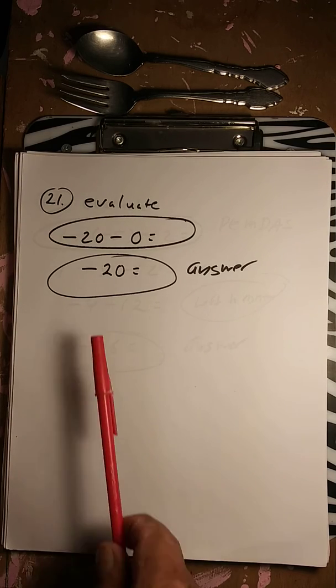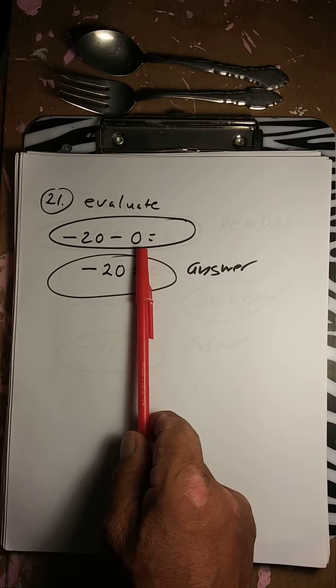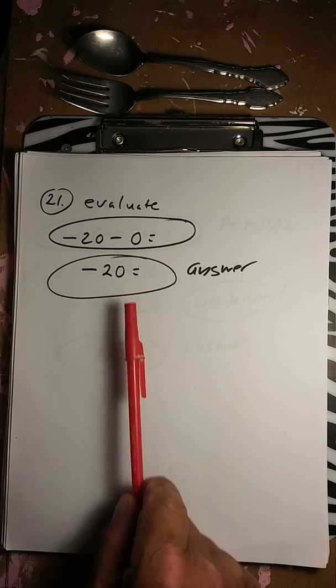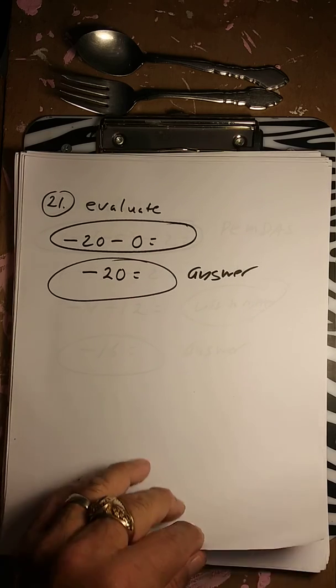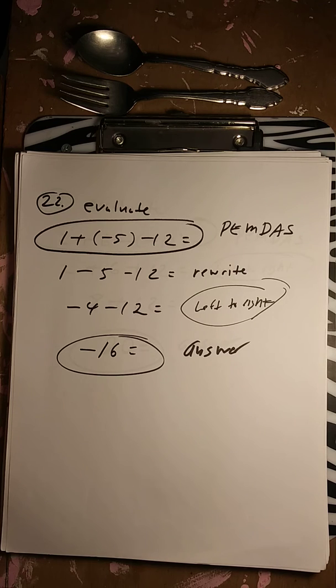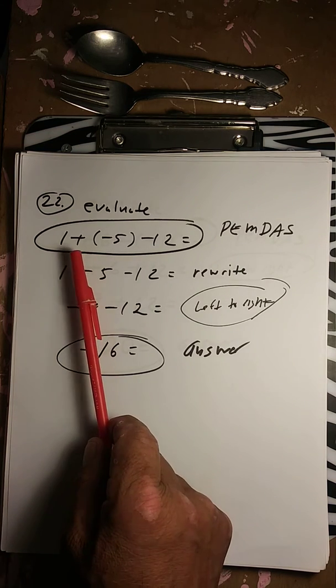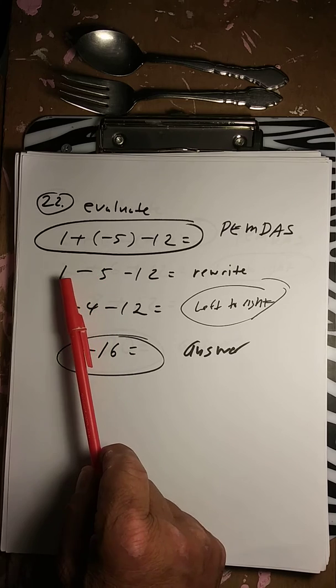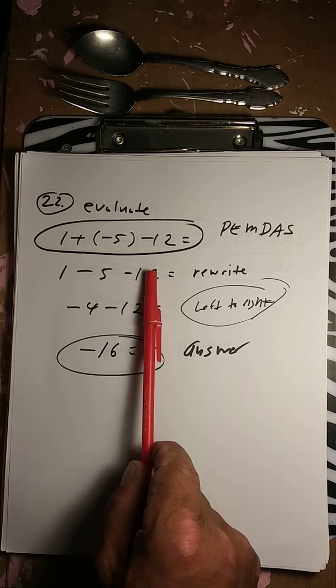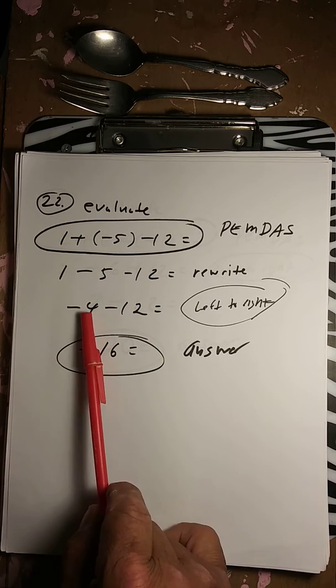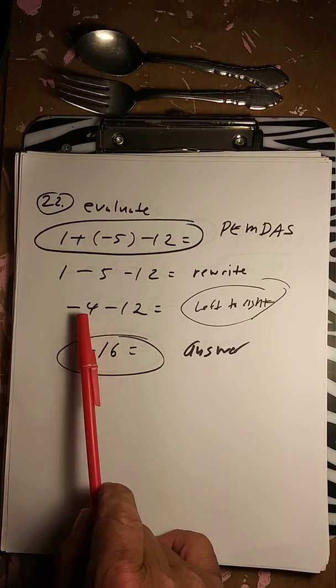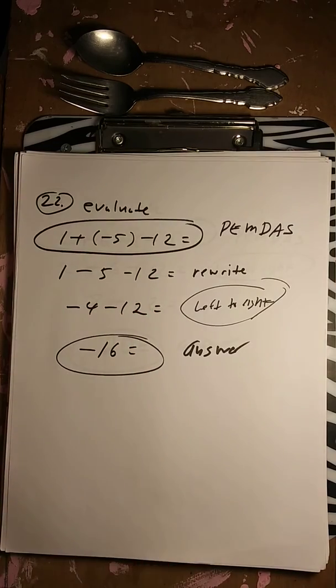Negative 20 minus 0 is still going to be what? Negative 20. Evaluate this. You have a positive of a negative. Let's change that to 1 minus 5 and bring the minus 12 down. These two together first. Negative 4. Bring the 12 down. Negative 12. Negative 4 and negative 12 is negative 16.